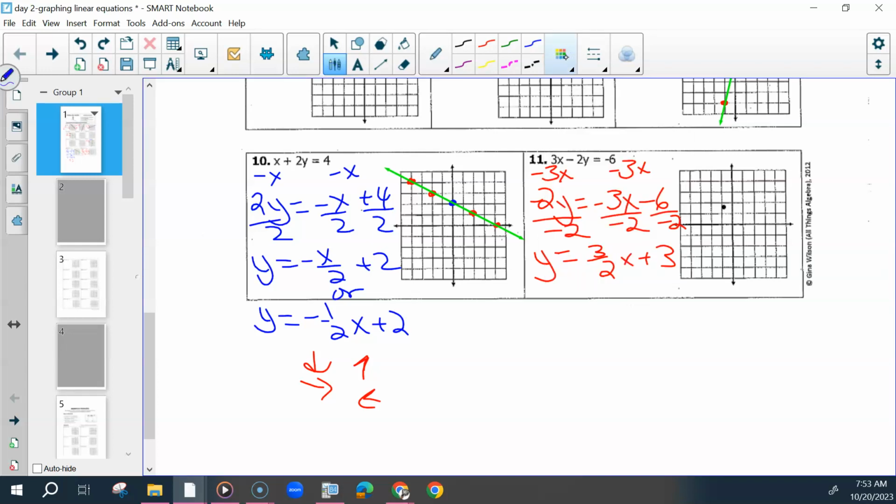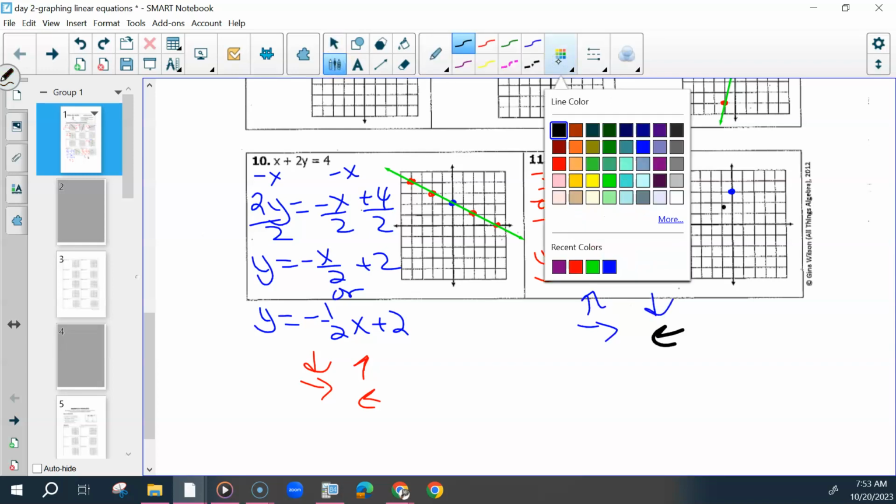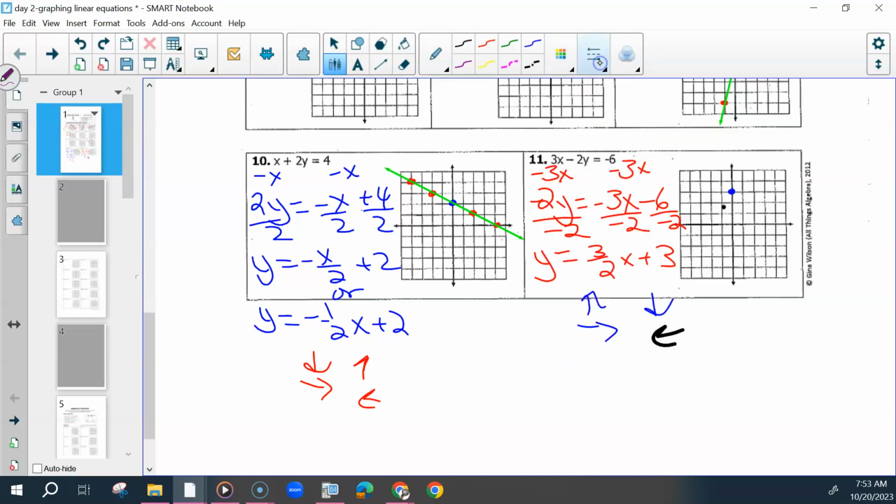So there's a dot here, ignore that one. The y-intercept is at positive 3, slope is positive. What directions should we go to get a positive slope? Up and right, or down and left. In this case, I can't really go up, so I'm just going to go down. I could if I wanted to extend the graph, but I don't really want to do that.